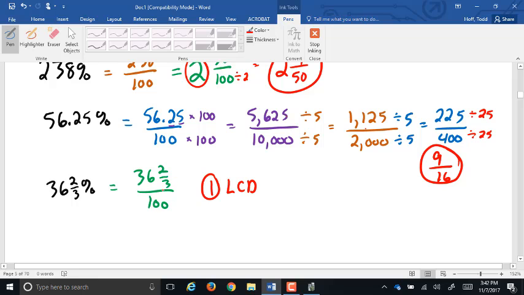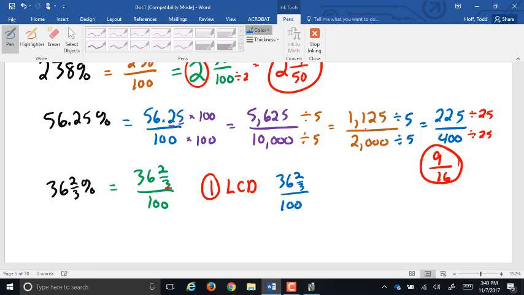Well, there's only one denominator in this whole thing, and what's that? Well, there's the 100 in the denominator, but within the numerator and denominators themselves, there's only one fraction, and that is the 3, right? So my least common denominator would be a 3. So if I were going to do that option, I would take 36 2/3 and 100, and I would multiply both of them by that 3, that least common denominator.